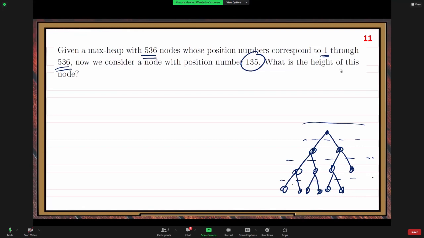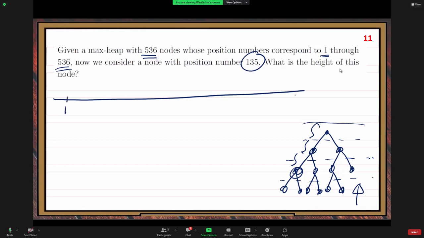So now your 135 is somewhere here. They count the height as this number of levels. That's wrong. We know we come from the bottom. We do not come from the top. We come from the bottom. Here, we do it this way. We apply our formula. So here I show you for this question, we apply our formula.